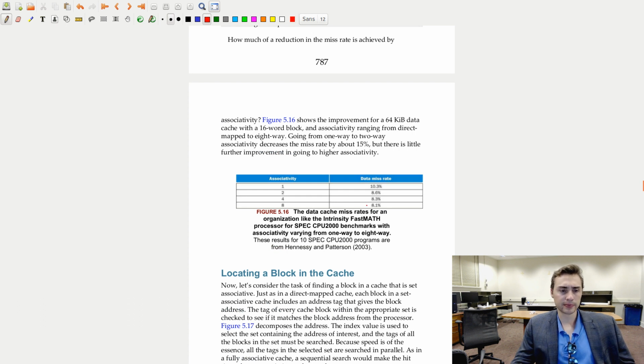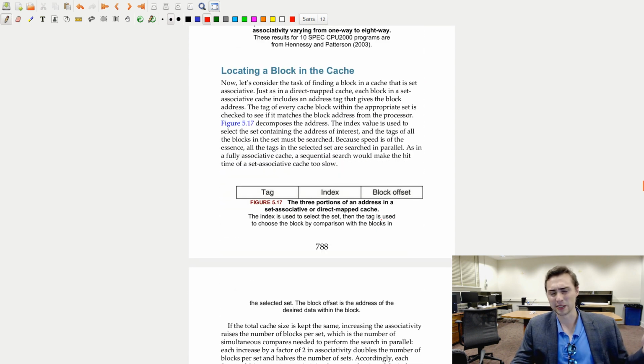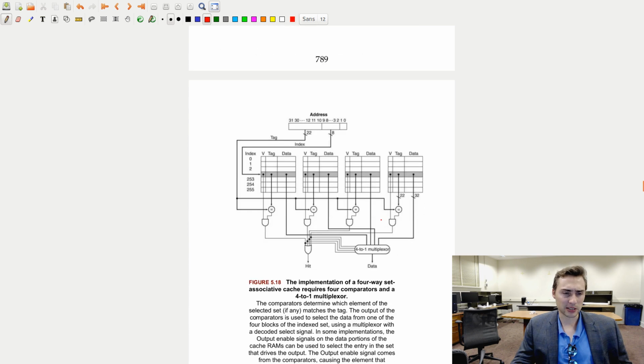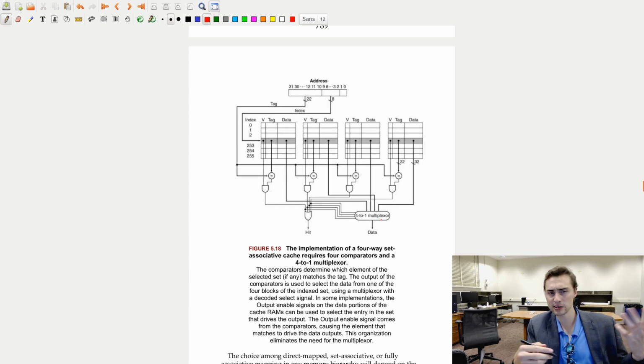And here's some quantitative stuff. So they use this fast math processor and the SPEC CPU 2000 benchmark, and they had these. So that's more just quantitative stuff. Not really theory, so it's not terribly interesting. But here's how a 4-way set associative cache would look.